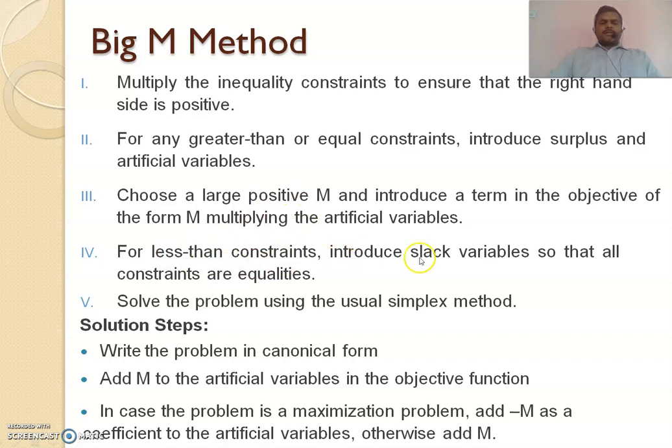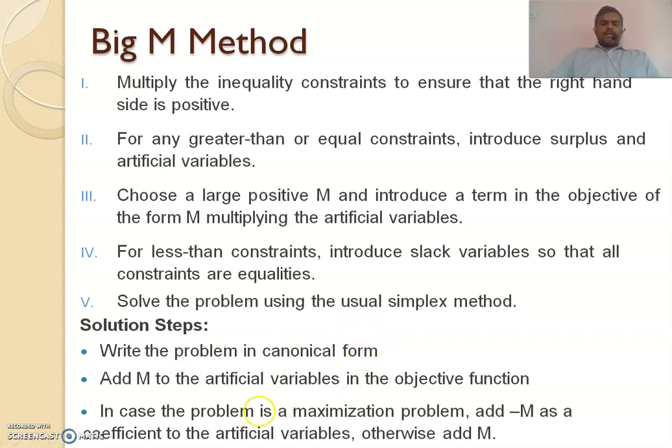For less than constraints, we introduce slack variables so that all constraints are equalities. That we need to convert into standard form. Solve the problem using the simplex method. The rest of the procedure is the same. Only the M coefficient will be there in the table or in the equations. The solution steps are: write the problem in canonical or standard form, which is converted into the required form.